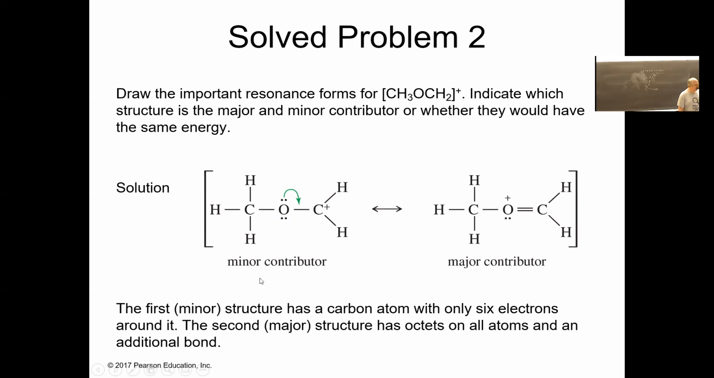Okay, this is a similar example. A major contributor in this case would have octets on all of the atoms. This one on the left lacks an octet for carbon.